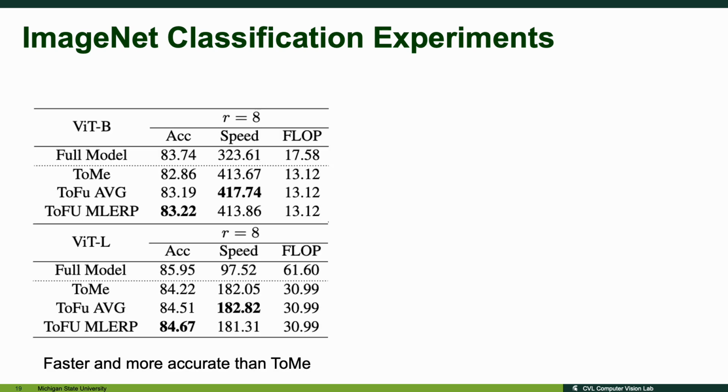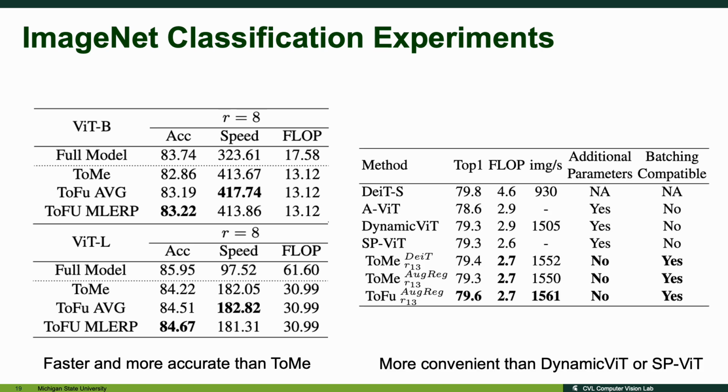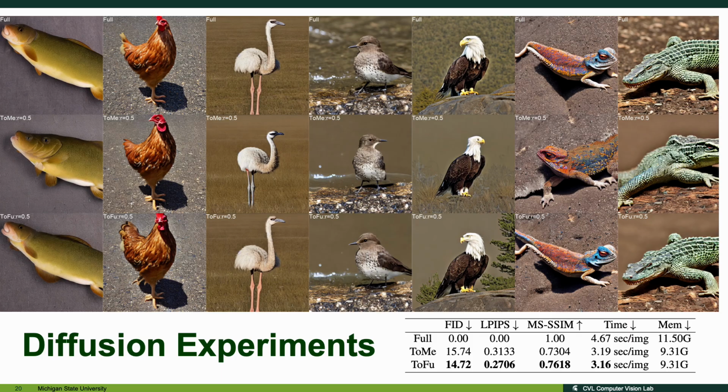The performance impact of our approach on ImageNet classification is illustrated on the left, showcasing two different sizes of vision transformer models. The second row demonstrates the effect of token fusion. The third row demonstrates the additional benefit when replacing average merging with MLERP merging. Token fusion can also be used without additional training for convenience, and it can be used with batch dimension during inference for more efficient usage.